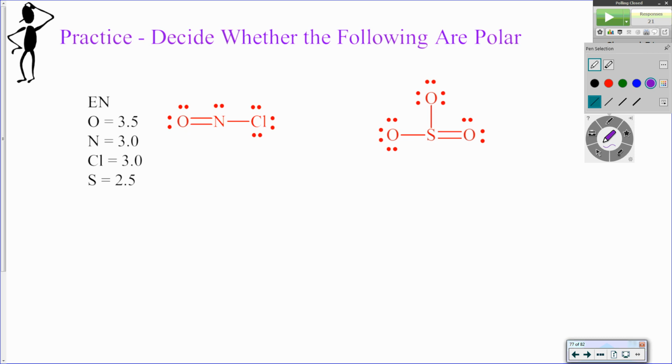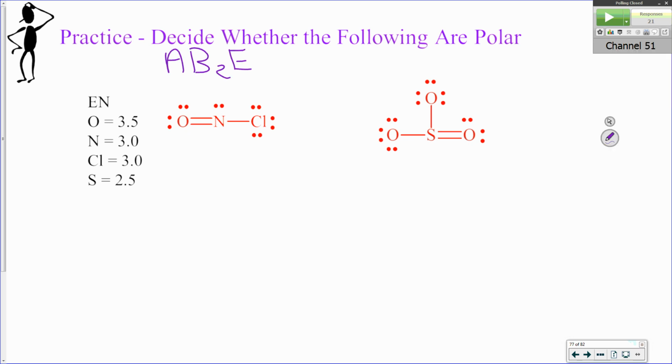Let's look at these two molecules. I've got this first one, it's an AB2E. What is the geometry going to be for an AB2E? Right, its electron geometry is trigonal planar, but we don't see those electrons, so it's a bent shape. If we look at it in three dimensions, it would be something like this.